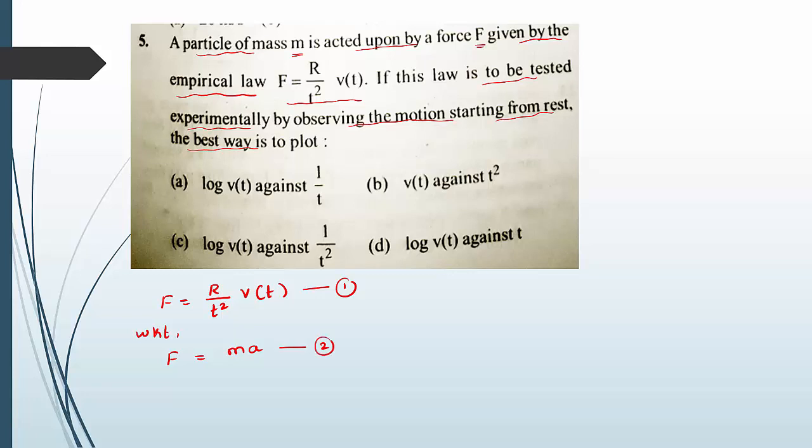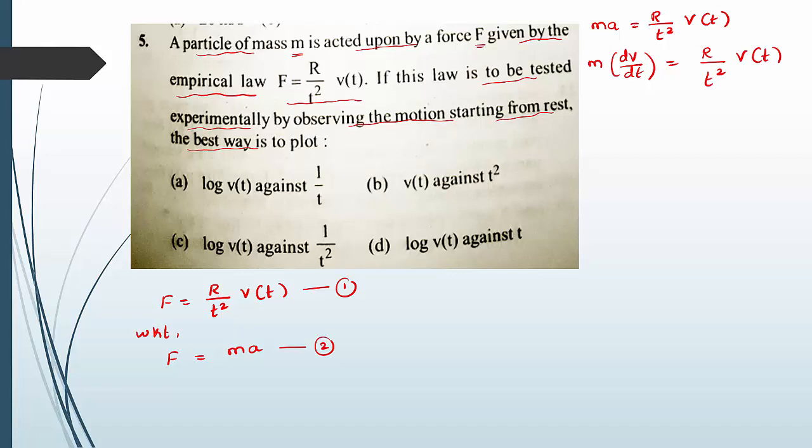So from these two equations, we can write mass into acceleration is equal to R divided by T square V of T, because the LHS is the same, so we can equate their RHS values. Or we can write this equation as mass into acceleration, which is the rate of change of velocity, m dV by dt, is equal to R divided by T square V of T. So this equation I am going to use here.